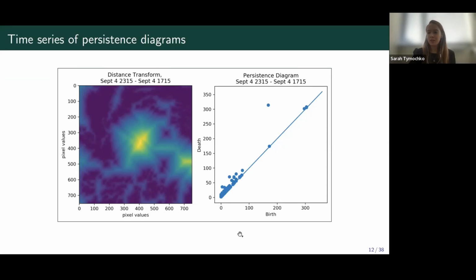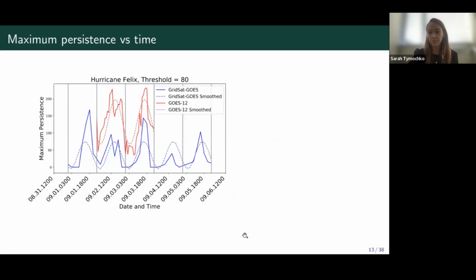In order to measure this, we did the fairly simple thing of looking at the maximum persistence value. So we take the lifetime of all of these points, compute their distance from the diagonal, and take the maximum. That will give us the size of the largest feature. When we plot that over time, the dark blue and dark red lines are what we want to look at for those two different data sets of varying resolution. The gray lines represent separate days, and the y-axis is that maximum persistence.